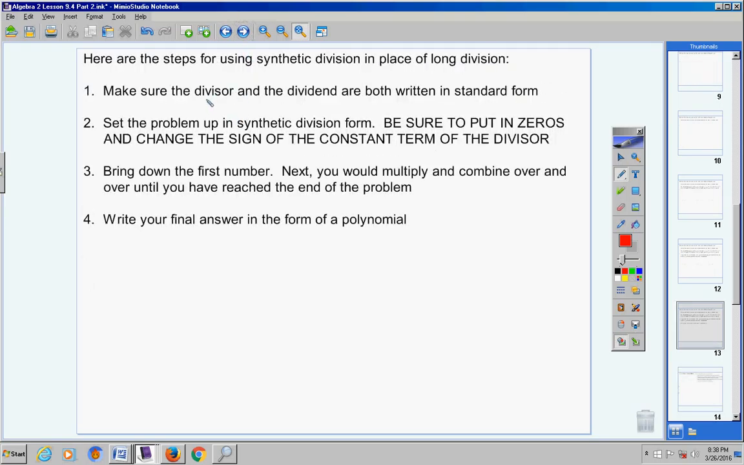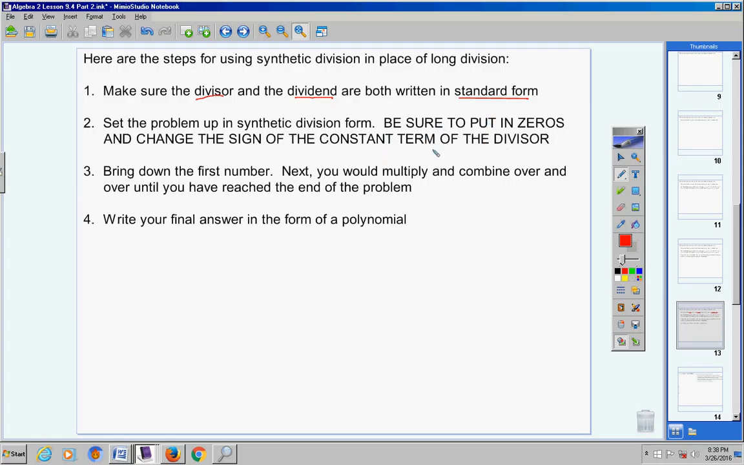Make sure the divisor and the dividend are both written in standard form. Number 2, set the problem up in synthetic division form. I will teach you how to do that. Be sure to put in zeros, and change the sign of the constant term of the divisor. I will go over all of this with you later, trust me.